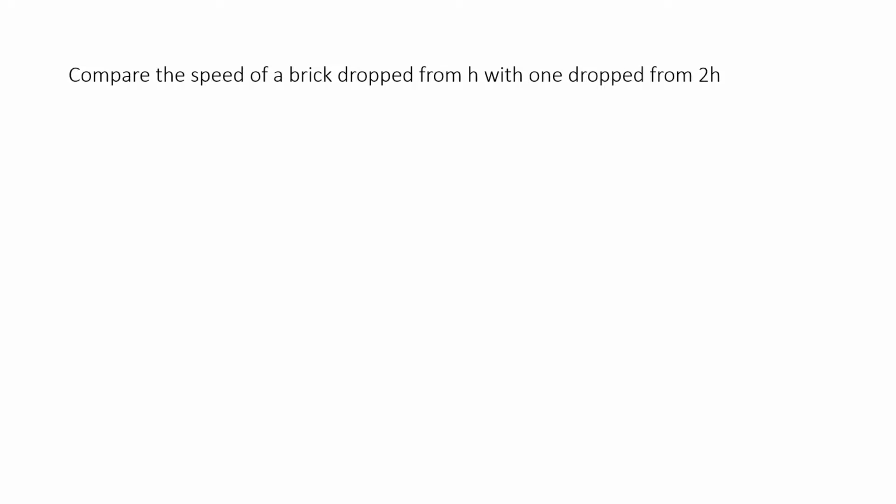So this is problem 5b from the review about comparing the speed of a brick dropped from h with one dropped from 2h. So the key here is we are changing from gravitational potential energy at the first height to kinetic energy when it makes contact with the ground. And then we'll also do that for the second height.